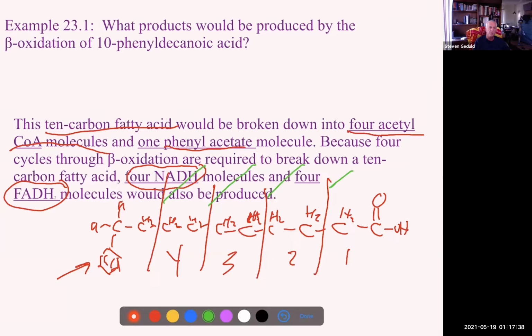So the products produced by beta oxidation of 10-phenyl decanoic acid are 4 acetyl coenzyme A molecules, 1 phenyl acetate molecule, 4 NADHs and 4 FADH2s. And then it goes through the citric acid cycle. Any questions on that? Because it's important to see how those break down.